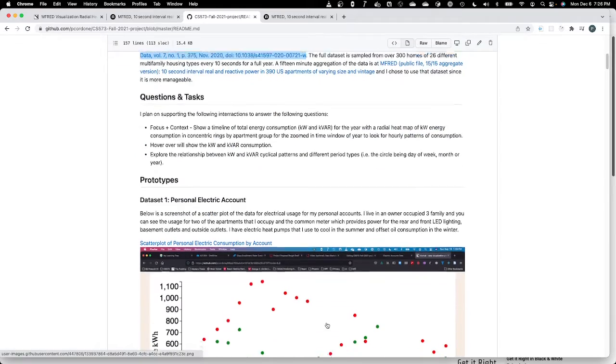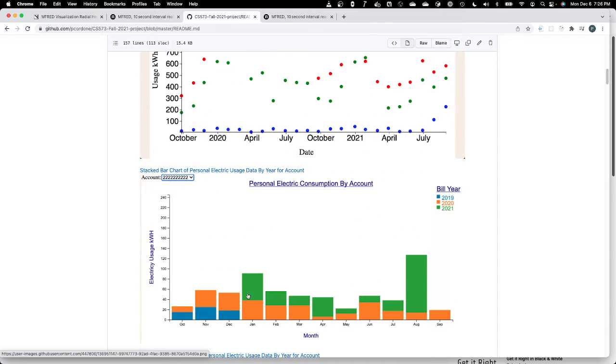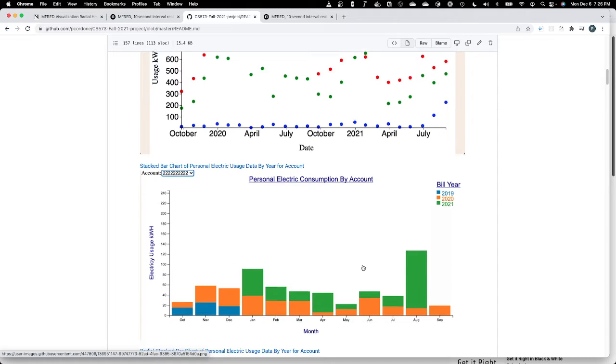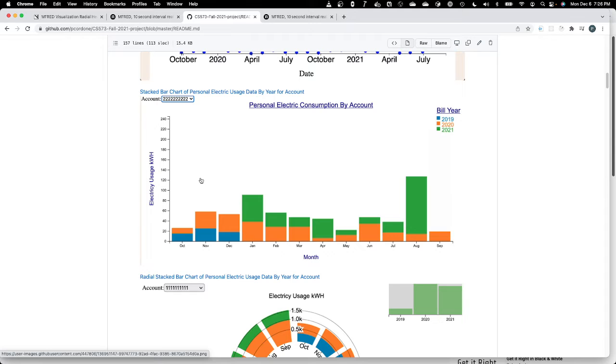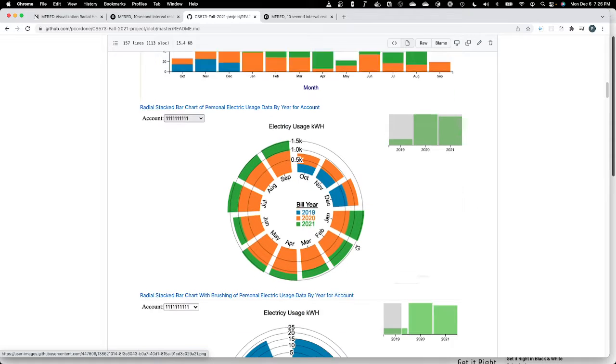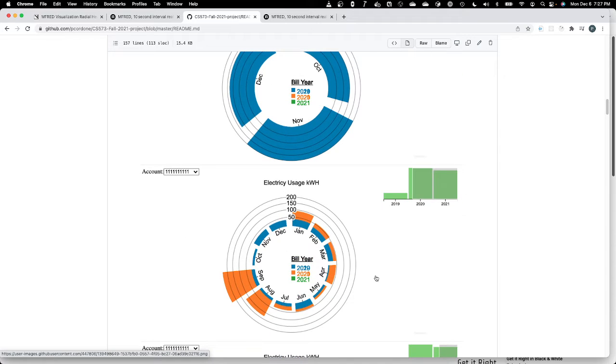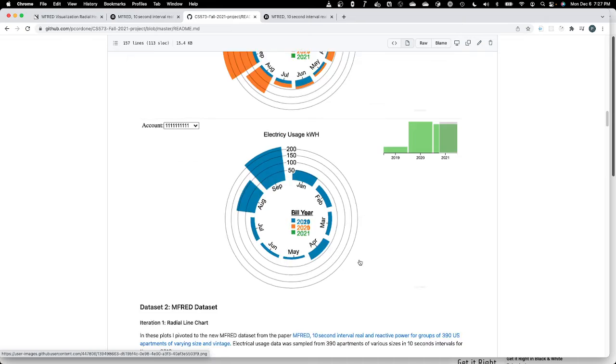So you can see I started out with a scatter plot. This was the different accounts of electrical data that I have at my house. And I moved on to a stacked bar chart. Again, this was across year for an account, where the account is a drop down. Then I moved to a radial bar chart because I thought that it would help to show the cyclical usage patterns. I incorporated brushing so that the user could select what year they wanted to show, and then there was a drop down for the account. Here you can see the year 2019, and then 2020, 2021, and just 2021.